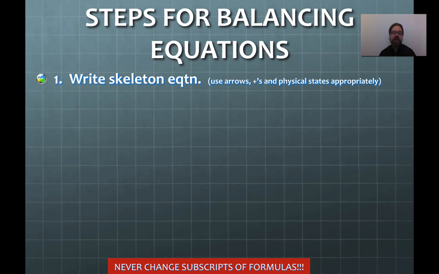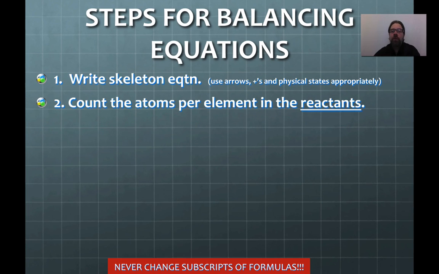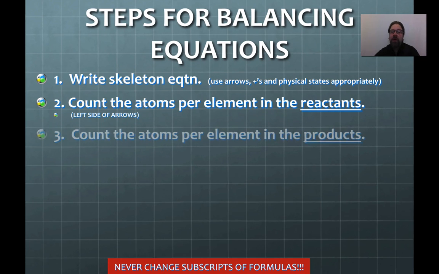When you write your skeleton, use arrows, use the pluses for the word and, and the physical states: solid, liquid, gas, and aqueous. Number 2, count the number of atoms per element in the reactants. Number 3, count the number of atoms per element in the products. Now, your reactants are typically in Chem 1 always found on the left-hand side of the arrow. So we are in the atom counting business so we don't violate the law of conservation.